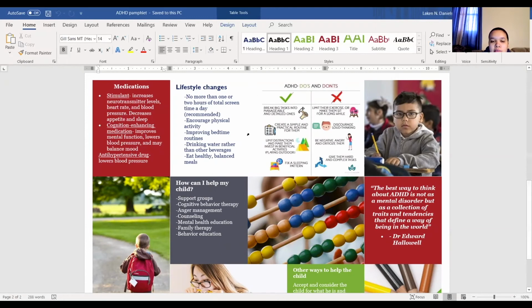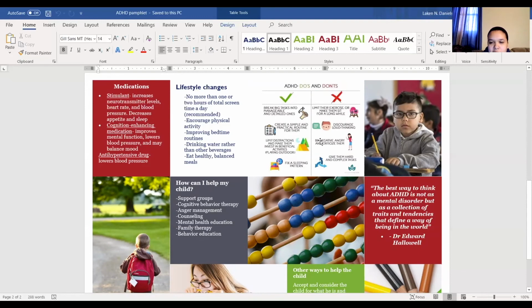I put down some lifestyle changes. So no more than 1 or 2 hours of total screen time a day is recommended. You want to encourage physical activity, maybe sports, stuff like that. Improving bedtime routines, drinking water rather than other beverages. You want to have them eat a healthy, balanced meal.